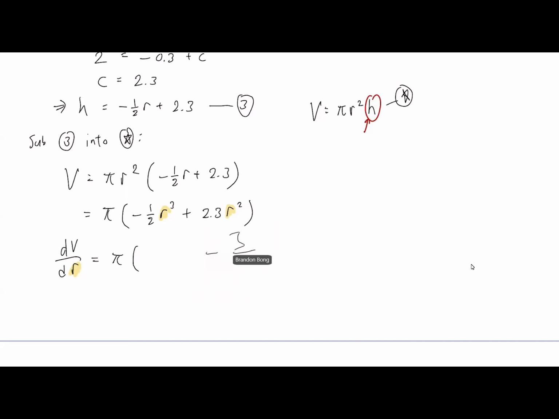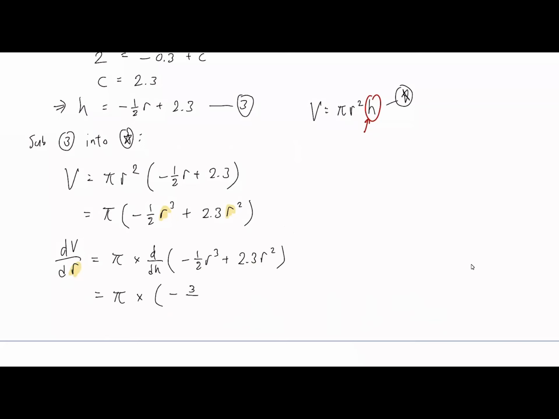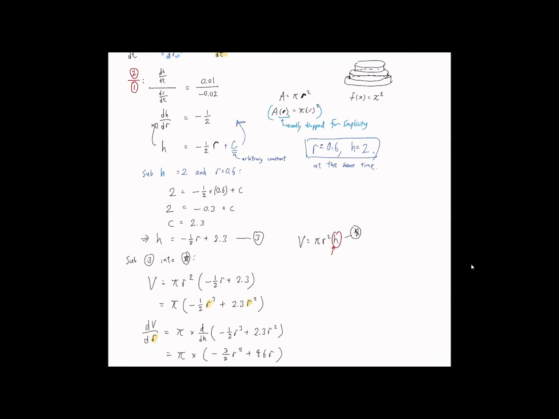Okay, so just differentiate pi. What I'm doing is factoring out the pi. So pi multiplied by d by dr of negative half r cubed plus and so on. Usually I will skip this step and just go straight to the next line, which is pi times differentiate negative half r cubed. What do you get? Negative 3 over 2 r squared plus 4.6 r. Okay, very good. So this is dV by dr. Can you continue the rest?